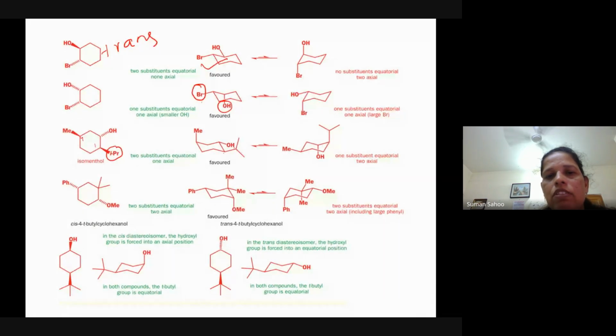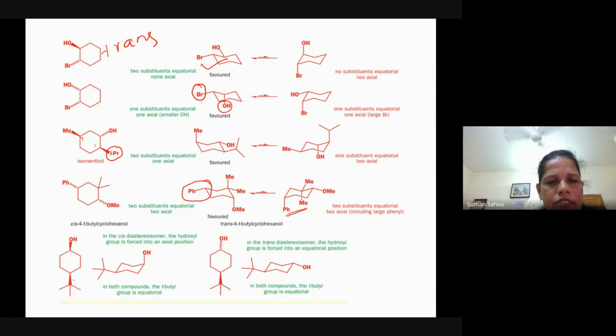So this one would be equatorial and this one would be your axial, and this OH group would be equatorial. And in this case phenyl and methoxy group. So here you can have either two substituents axial, or one substituent equatorial, another substituent axial. So here phenyl is the bulkier group, so that would be favored.